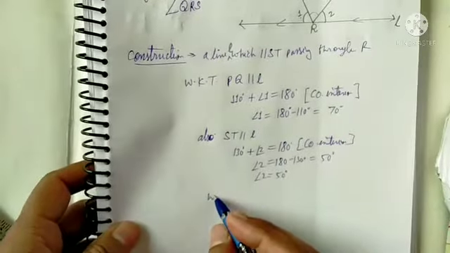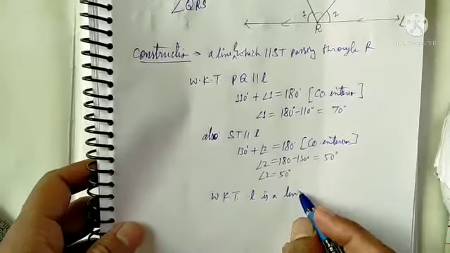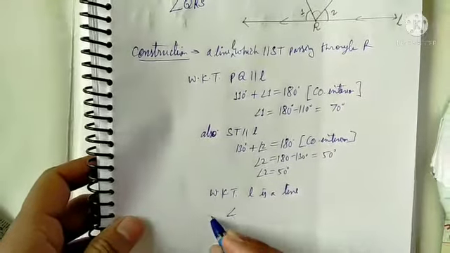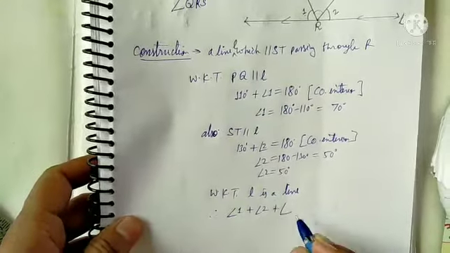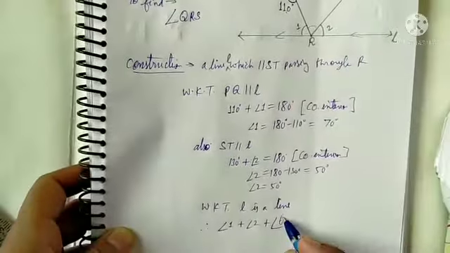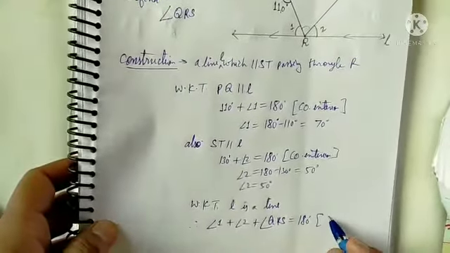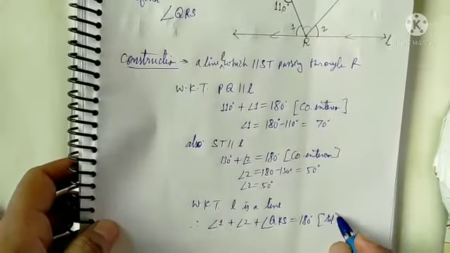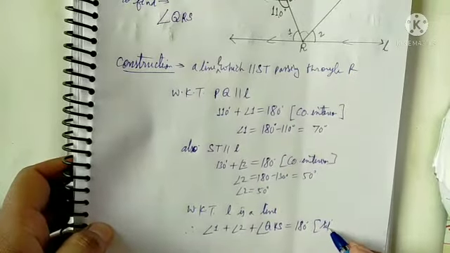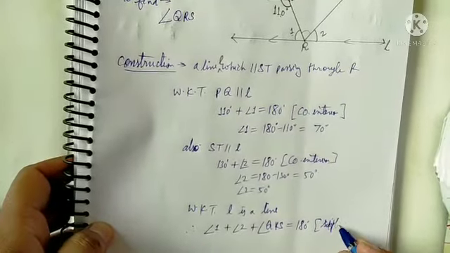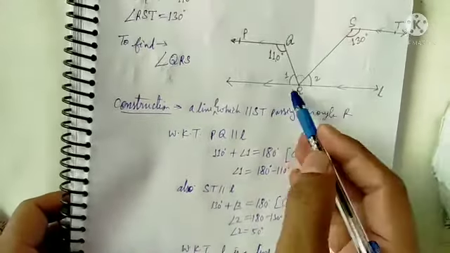See, we know that L is a line, a straight line. So therefore, angle 1 plus angle 2 plus angle QRS is equal to 180. The reason is supplementary. We can say here that L is a line, supplementary also you can write down, the straight angle.